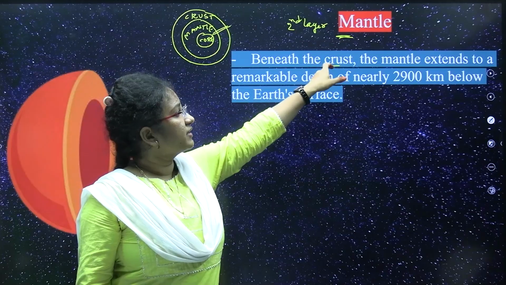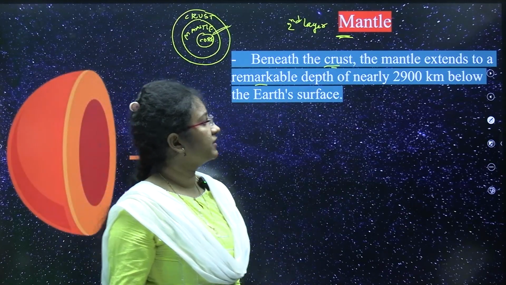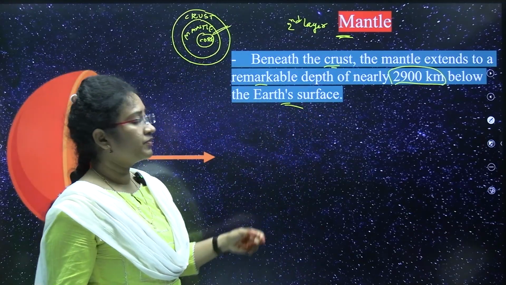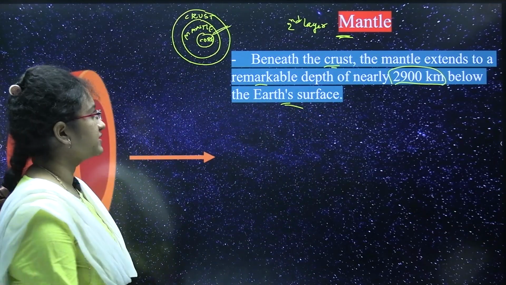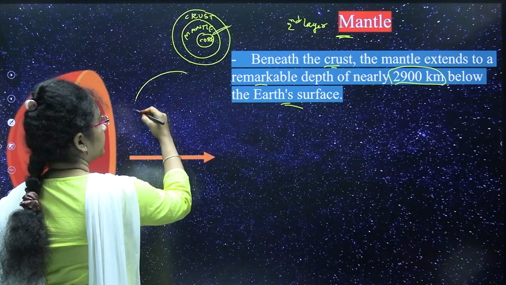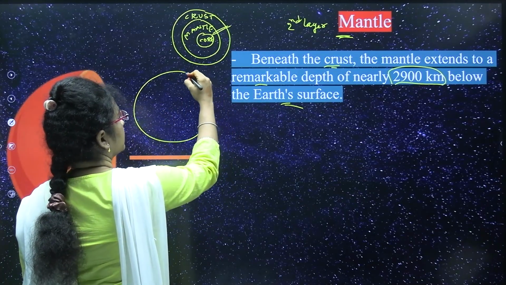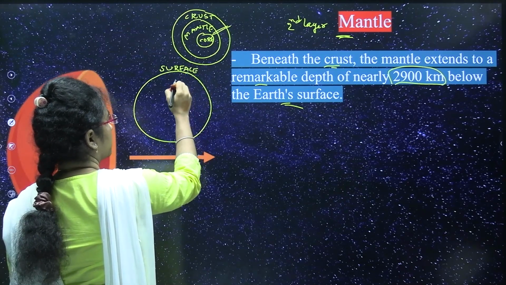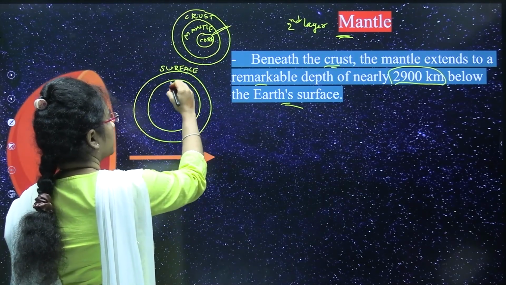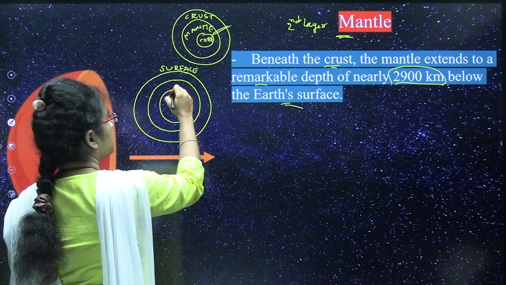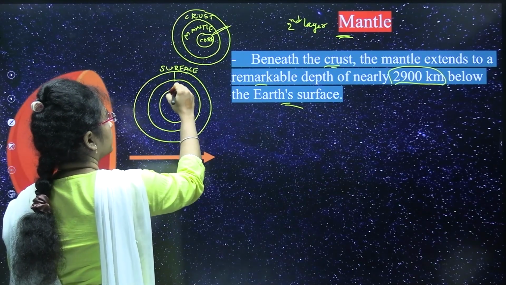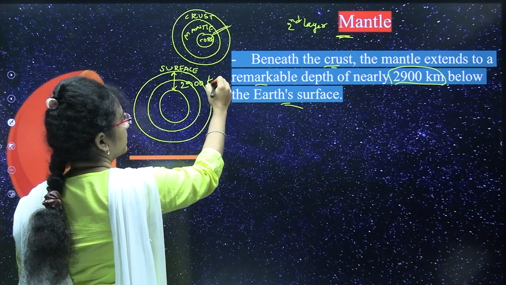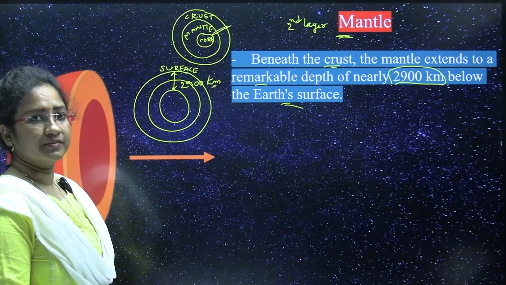Right? So it is beneath the crust and it extends to a remarkable depth of nearly 2,900 kilometers below the Earth's surface. So you have to remember this depth also. For example, if this is the surface of the Earth, from the surface of the Earth, if you measure the mantle layer that we have, the depth of it extends up to 2,900 kilometers from the surface.